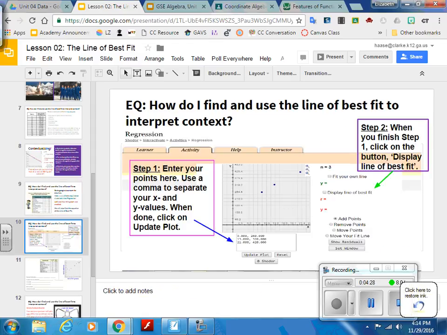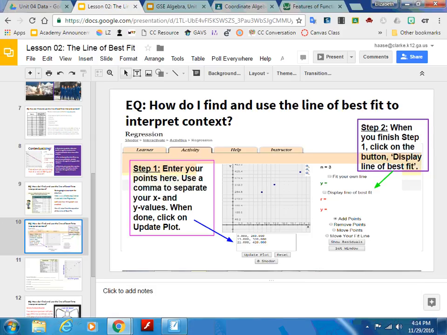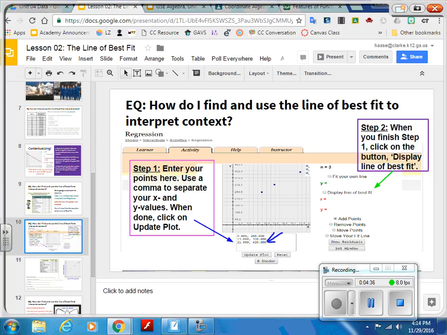Now, the first thing is we need to type in our coordinates from that table. I'll bring it up in just a second into this box down here. Once you type in your coordinates, separating the x and the y value with a comma, you're going to click Update Plot. Once you update your plot, you'll see these points show up on your graph. And then last but not least, you're going to click this display line of best fit.